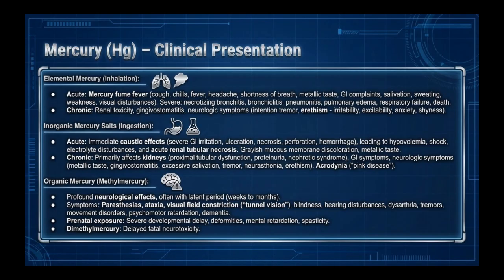Prenatal exposure to methylmercury, as evidenced in Minamata disease, can lead to severe developmental delays, physical deformities, mental retardation, and spasticity in infants, even when maternal symptoms are mild. Dimethylmercury has been known to cause delayed and fatal neurotoxicity. Ethylmercury exposure may result in gastrointestinal symptoms, skin rash, kidney failure, and nerve damage that resembles chronic inorganic mercury poisoning.